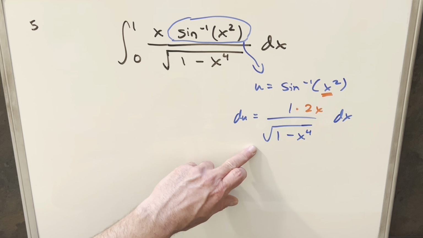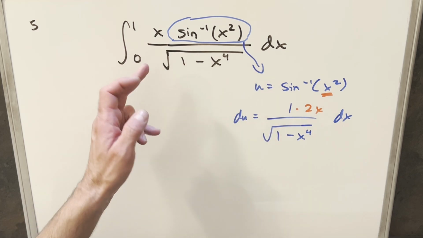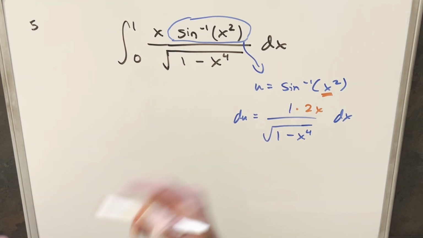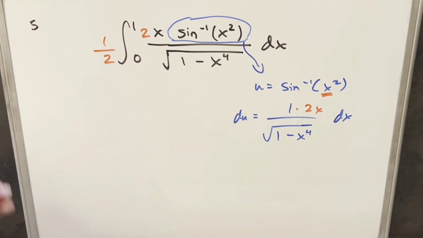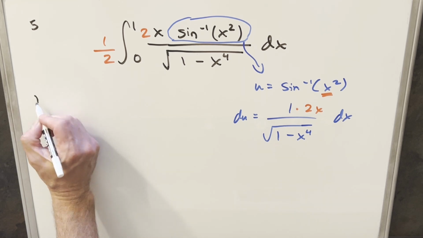And now what we have here for du is really similar to everything else here. We just need this 2 right here. So what I'll do is multiply by a 2 here, and I'll multiply by a half up front, so I'm not changing it. And then we can just go ahead and substitute. So we'll have this 1/2 in front.